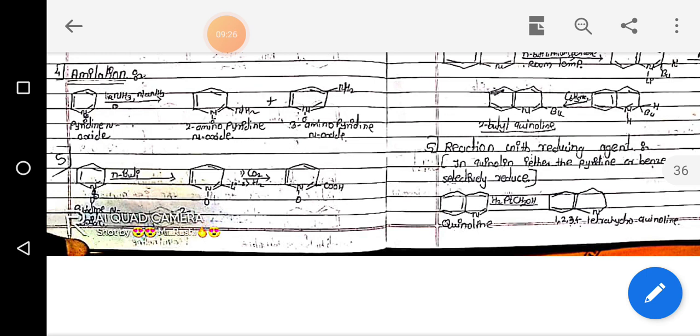So in aminations, the aminating agents are liquid NH3 and NaNH2. These two are the aminating agents, added at the 2 and 3 positions. So this is the general reaction. We can write it down.